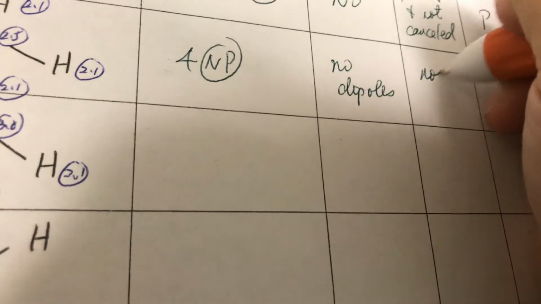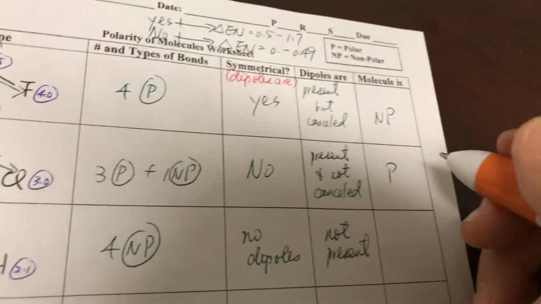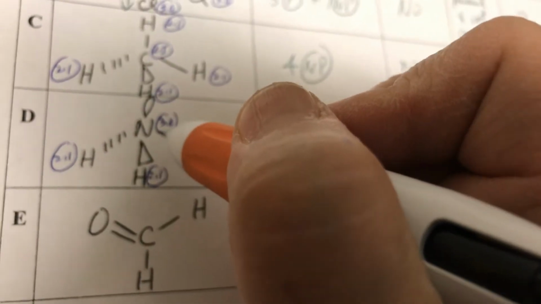Because of no dipoles, you can say the dipoles are not present. I don't have them. If they're not present, that means the molecule will be non-polar. No winner. Okay. Letter D. 2.1 to 3.0 is 0.9. Draw the dipole from H to N. They have the same strength, so same thickness.